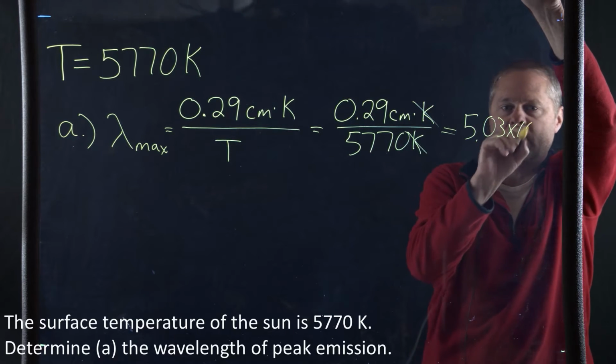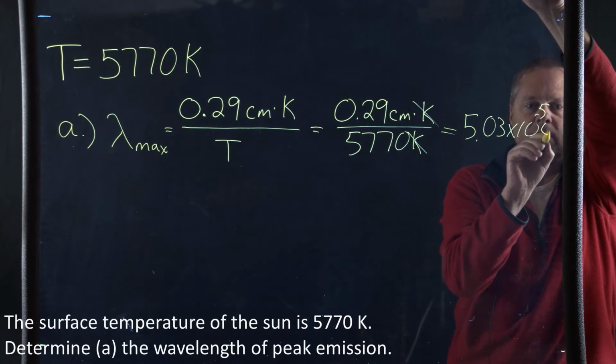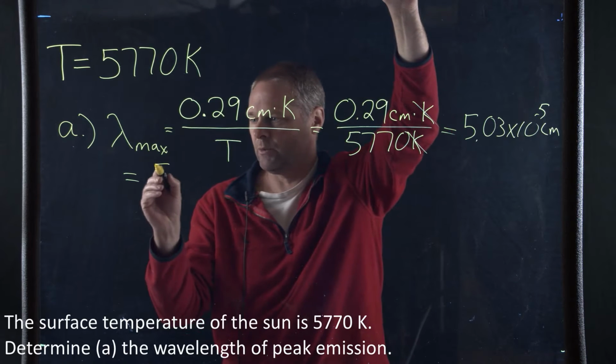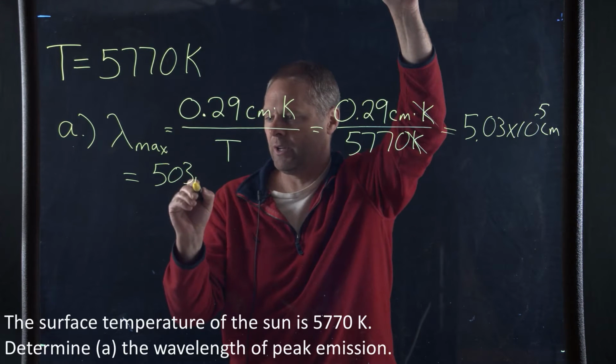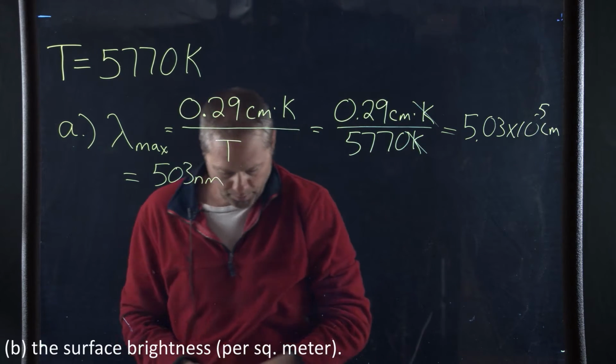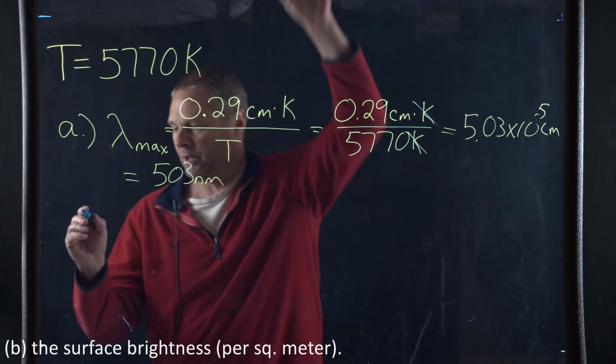5.03 times 10 to the negative 5 centimeter. Or we can say that this is going to be equal to 503 nanometers. For part B, it asks for the surface brightness in per square meter.